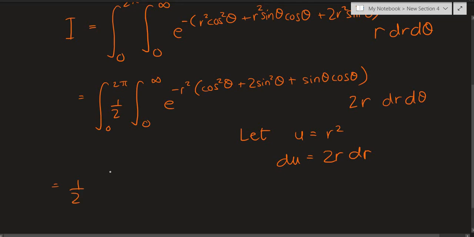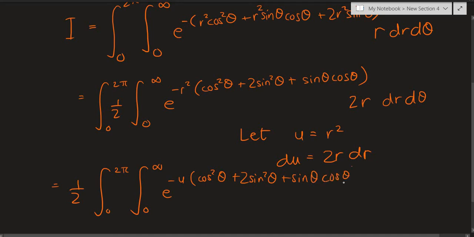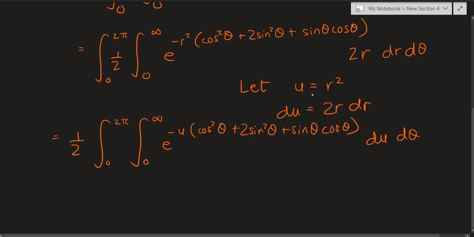So we have half the integral from 0 to 2 pi of the integral from 0 to infinity of e raised to negative u now instead of r squared, and cosine squared theta plus 2 sine squared theta plus sine theta cosine theta. This is the du, 2r dr is du, and d theta is unaffected. Notice that when we make this substitution, the upper and lower bounds still remain the same because you can just plug that in. If you let r tend to 0, r squared, which is u, will also tend to 0, and same thing for infinity.